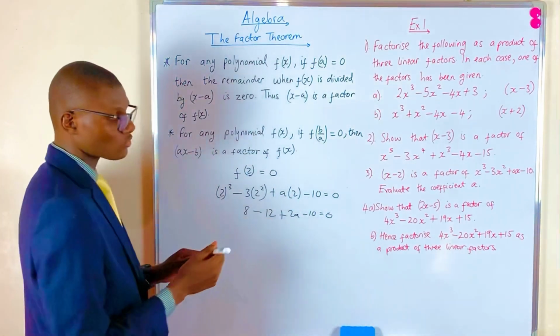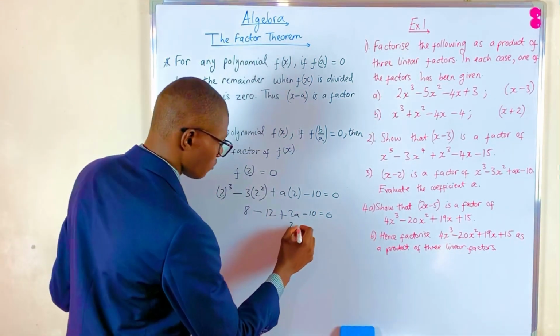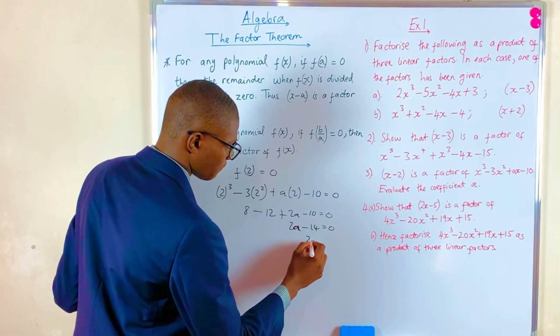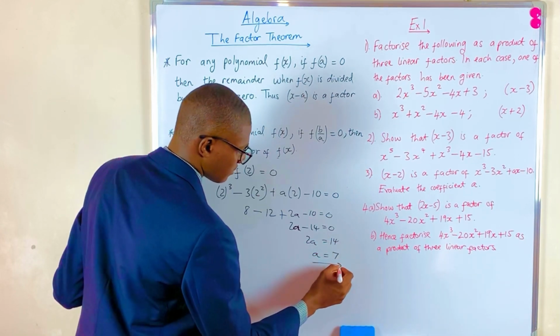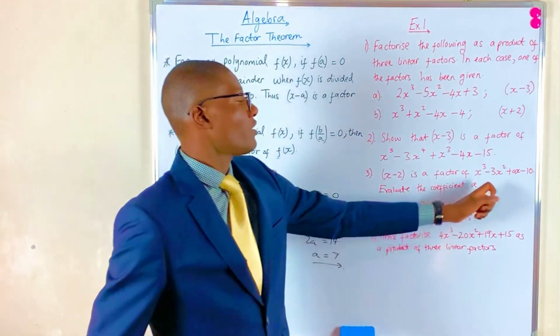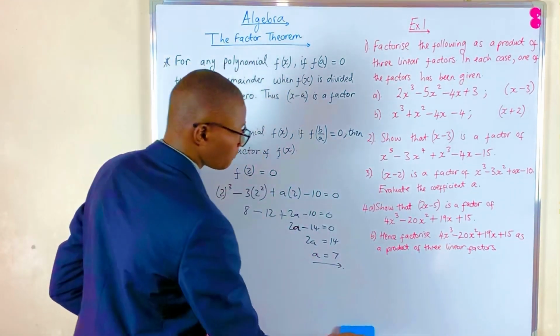And this would be what? This would be minus 4. So minus 4 minus 10, that's minus 14. 2a minus 14 is equal to 0. Then 2a is equal to 14, a is equal to 7. So a is a value of 7, the coefficient a is 7. Right, and then now moving on to number 4.